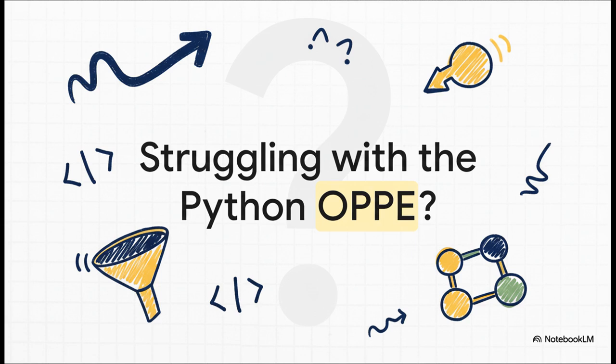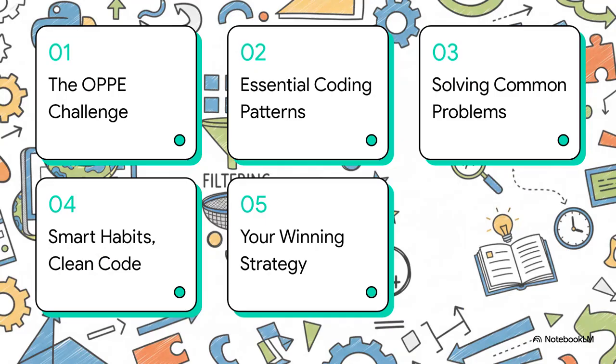But here's the thing. What if I told you that most of those problems aren't these crazy, unique puzzles? They're really just the same few ideas dressed up in different clothes. The big secret, the thing the instructors keep coming back to, is just learning to see the patterns. Okay, so here's our game plan. We're going to cover the OPPE challenge, those essential coding patterns, how to solve common problems, some tips on smart habits for clean code, and finally, we'll pull it all together into your winning strategy.